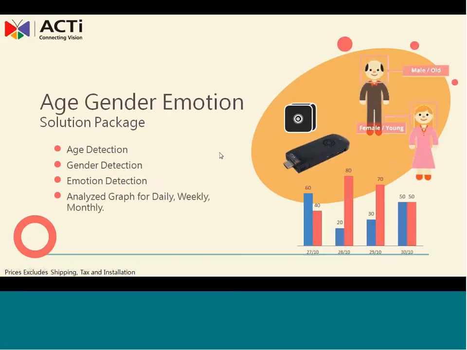And another solution package is age, gender, and emotion detection, which also has a camera with built-in age and gender detection, and the analysis dongle, which can show you a dashboard of the analysis. So there is age detection, gender detection, emotion detection, and analysis graphs for daily, weekly, and monthly. If you are considering pushing this to your market or convincing your end user, then you can consider having it in your demo room or showroom.